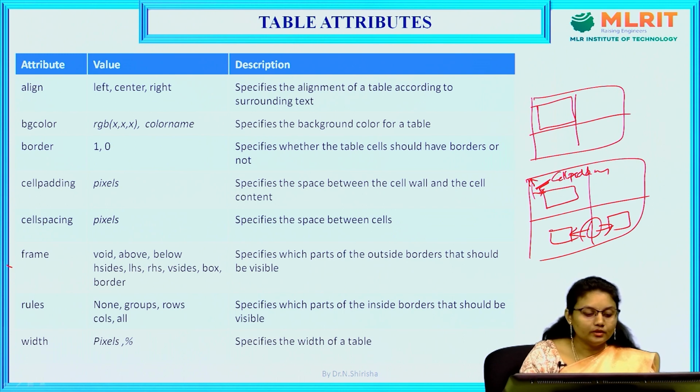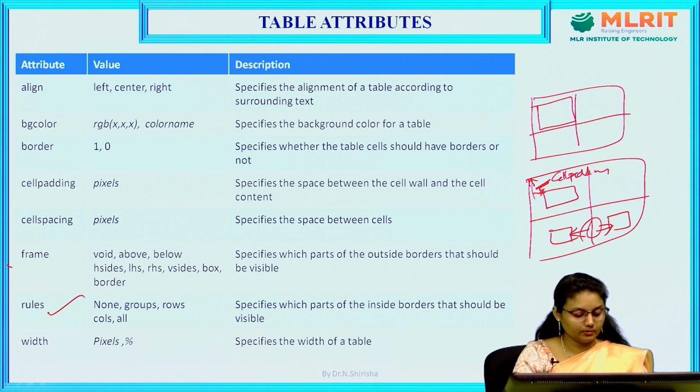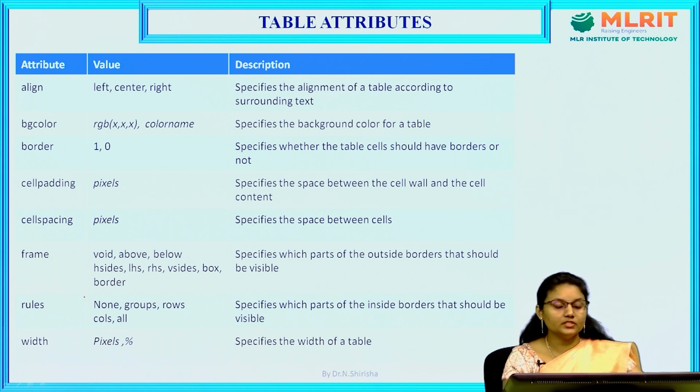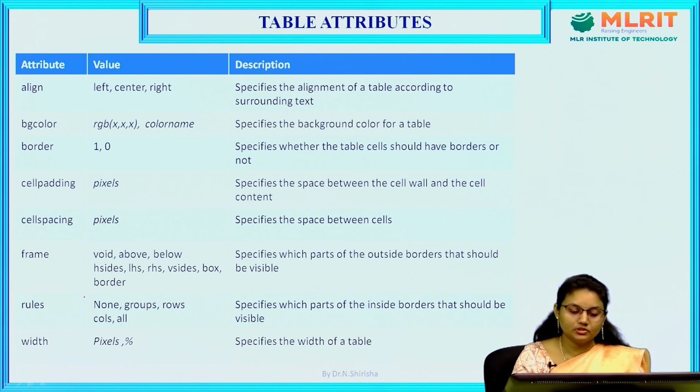Frame, if you want to give the outside borders, or which part of the outside borders should be visible, that you can create using the frame. Rules also are there, which parts are inside borders, so inside and outside borders are there, that you can define using this. Width also can be given, it specifies the width of a table. So with the help of an example, we'll just go through how to give the attributes for a table.